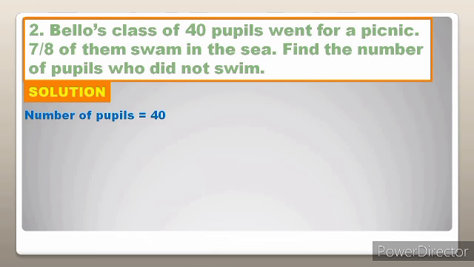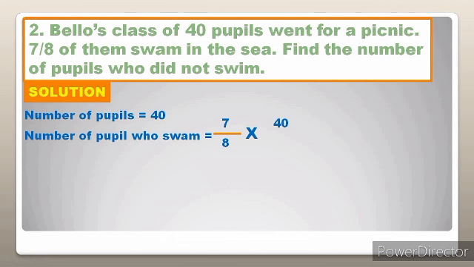They did not give us the number of pupils who swam in the sea, but they gave us the fraction. So from the fraction we can get the number of pupils who swam in the sea. So the number of pupils who swam in the sea becomes 7/8 of, which means times in mathematics, times 40 pupils.